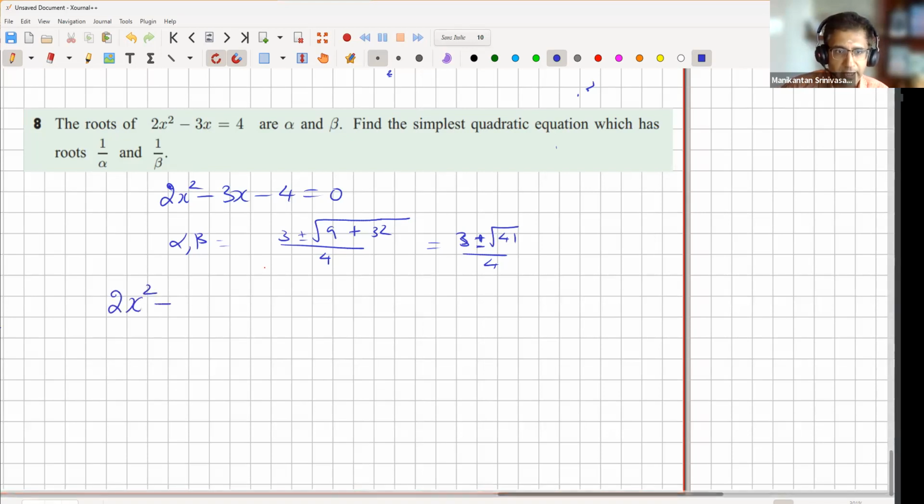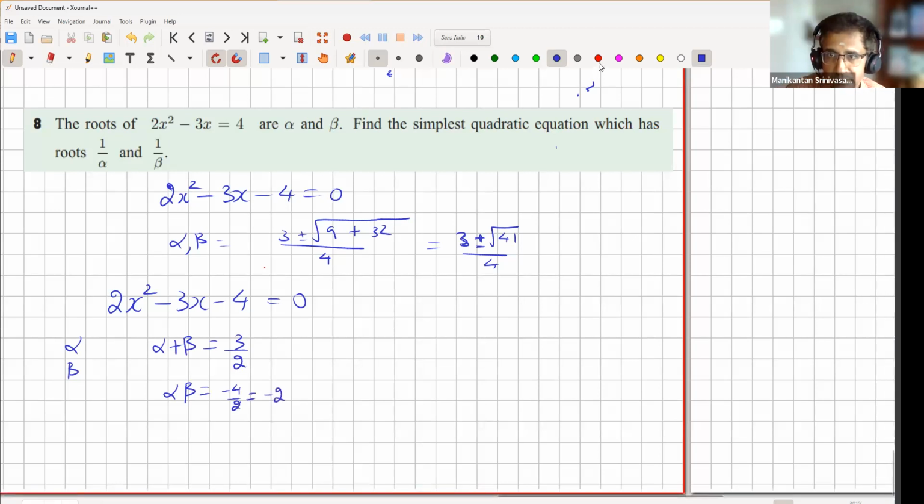So 2x square minus 3x minus 4 equal to 0. I'll start again. Alpha and beta are the roots. So the sum of the roots, alpha plus beta, is minus b by a, which is 3 by 2. And the product of roots, alpha times beta, is c by a, which is minus 4 by 2, which is minus 2. So you know the sum of roots and product of roots.